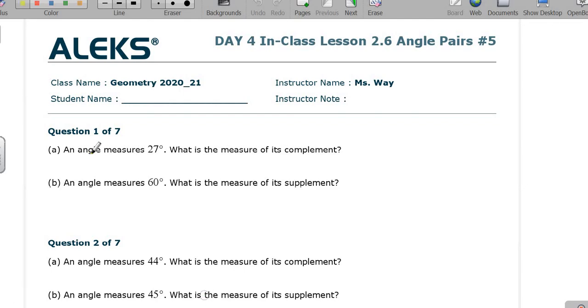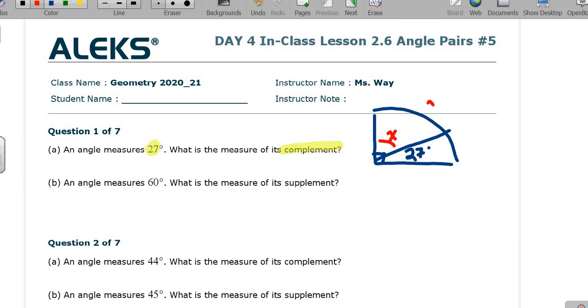It says an angle measures 27 degrees. What is the measure of its complement? Complementary means adds up to 90 degrees. So in this scenario, we have two angles that add up to 90. One of them is 27 degrees. The other is unknown, but they add up to 90. So you're simply taking 90 and minusing 27 degrees. So its complement is 63 degrees.